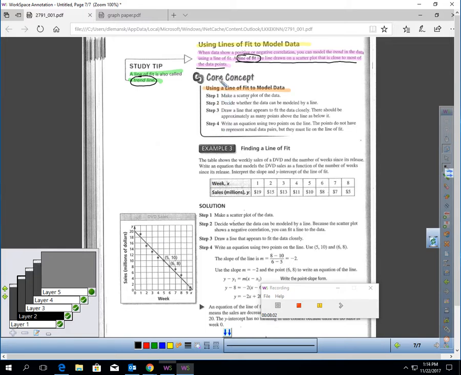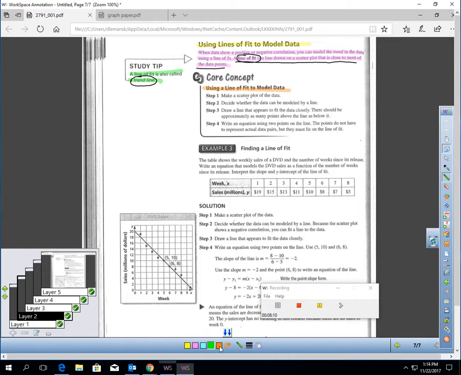This is how we make a line of fit to model data. And I would write these 4 things down. I'm just going to quickly do a quick highlight here. I would pause the video and get these 4 things. You need to make a scatter plot of the data. You decide whether the data can be modeled by a line.